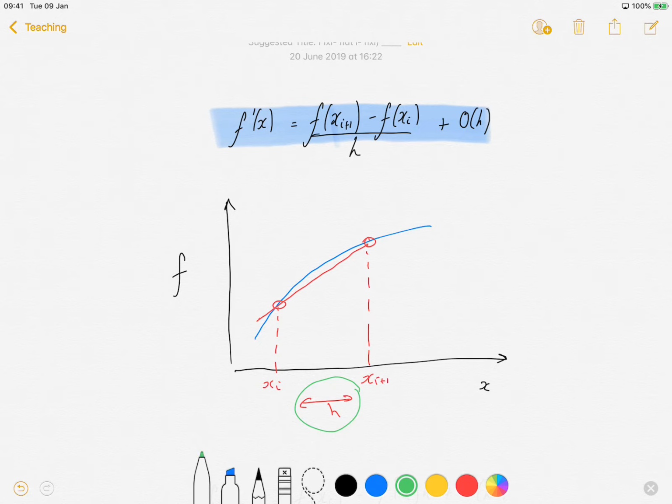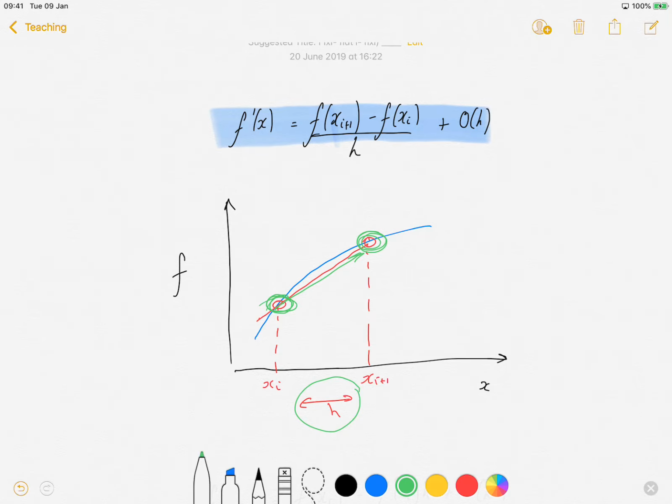Why is this called the first forward difference? Well, it really comes down to the fact that we are looking at the next step. So in other words, the derivative at xi depends on the difference between the function value at our next step and current step, and that'll give us our derivative. So we are shooting forward in this instance, hence the name forward difference.